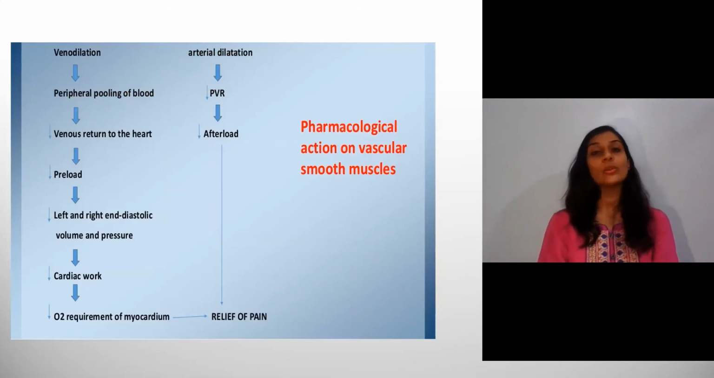Venodilatation causes peripheral pooling of blood, which causes a decrease in venous return to the heart, which causes a decrease in preload, and which causes a decrease in left and right end diastolic volume and pressure, which causes a decrease in cardiac work, which causes a decrease in oxygen requirement of the myocardium, which relieves the pain. Now, arterial dilatation causes a decrease in peripheral vascular resistance, which causes a decrease in afterload, and this relieves the pain.